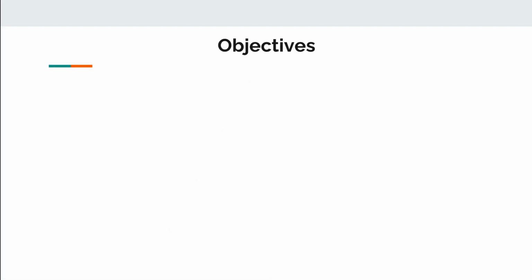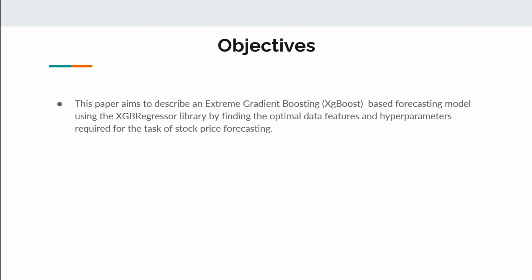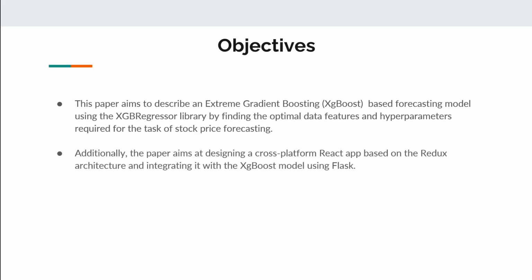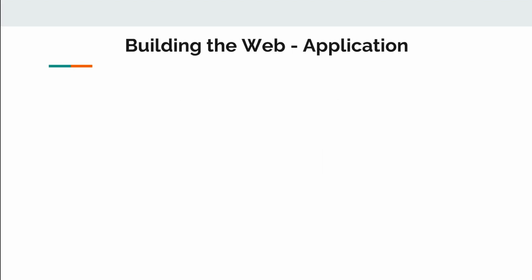Predicting trends in the stock market prices has thus been an area of research for many years. So this paper aims to describe an extreme gradient boosting or XGBoost based forecasting model using the XGBRegressor library by finding optimal data features and hyperparameters required for the task of stock price forecasting. Additionally, the paper aims at designing a cross-platform React app based on the Redux architecture and integrating it with the XGBoost model using Flask.